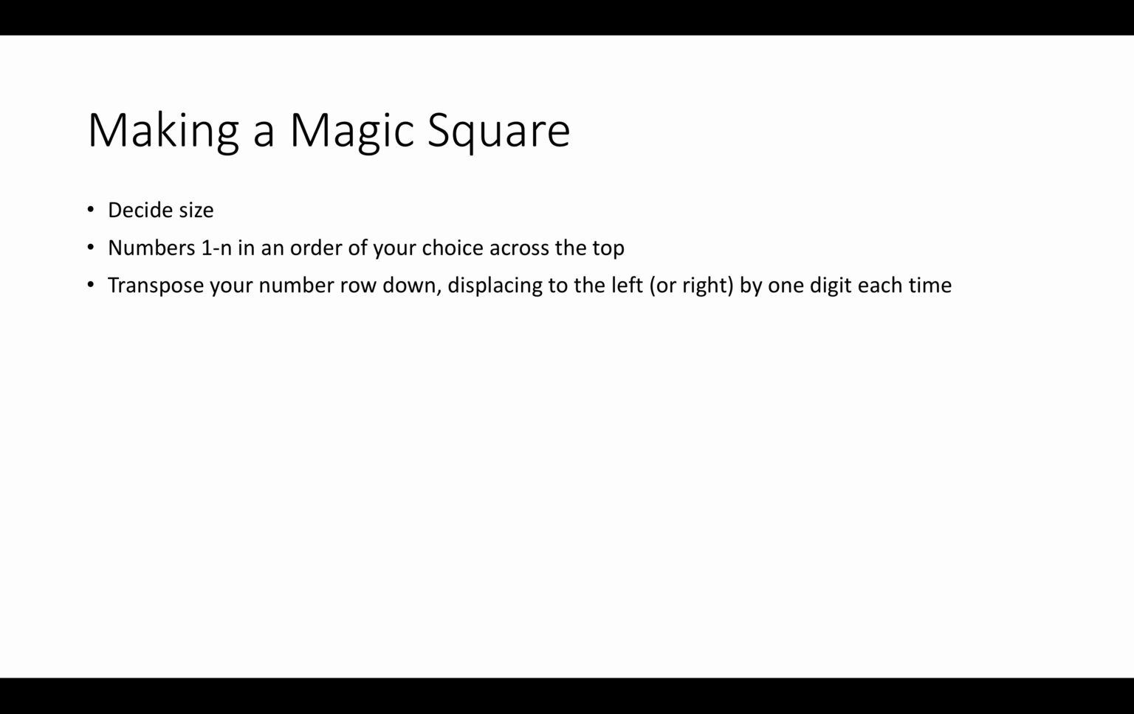Then what you do is you transpose your number row down, displacing it to the left or right by 1 digit each time. So in exactly the same way as we saw with Maxwell Davies' square in a couple of slides ago, you would repeat this process with your own square to distribute your row of numbers all the way across the square.